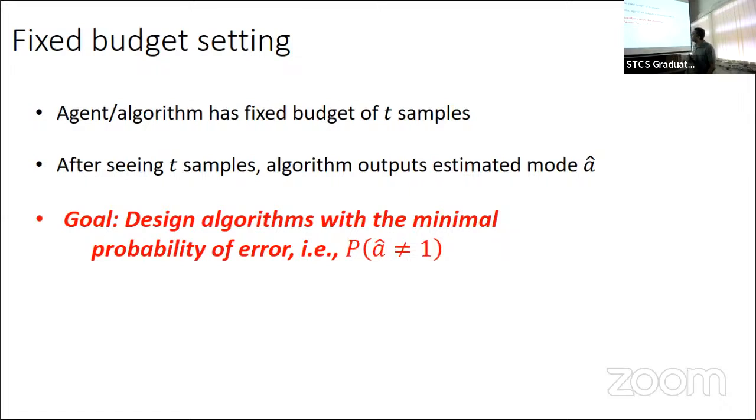So the goal in the fixed budget setting would be to simply design algorithms, for example, with the minimal probability of error. So the probability that at the end of having seen T samples, I have misestimated the mode, that probability should be as small as possible. This is a fixed budget setting, which is not going to be the primary interest of this talk, but I'm just setting it as a baseline, and I'll say something about this a bit later.